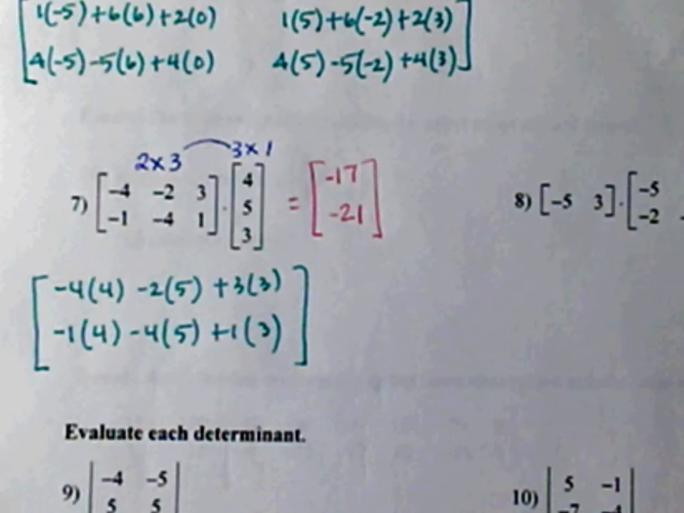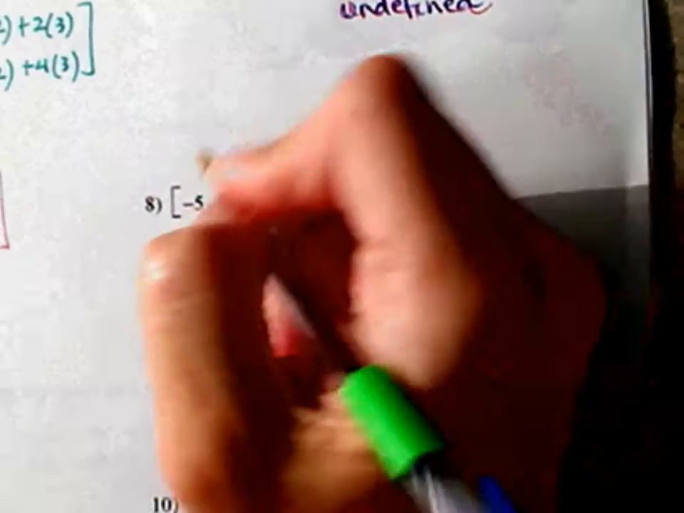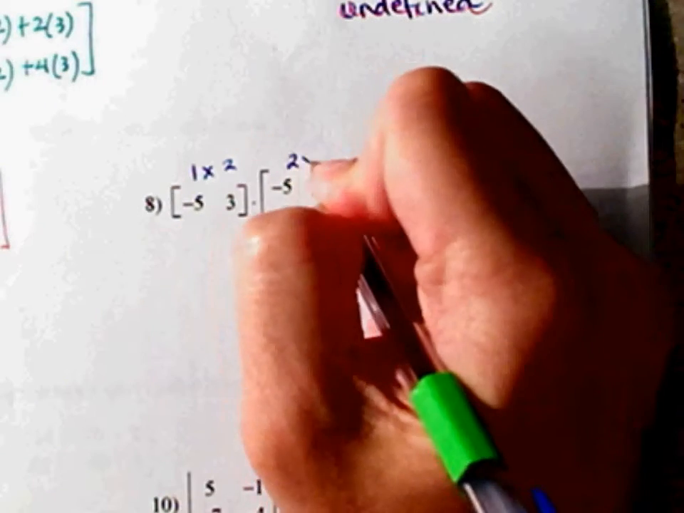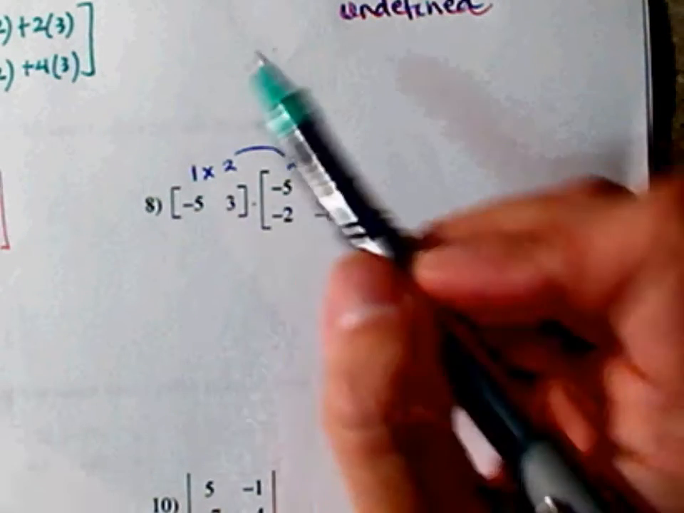Number 8. Okay? You have a 1 by 2 and a 2 by 2. These are alike, so I can multiply those two together, and my new dimension will be a 1 by 2. Alrighty?